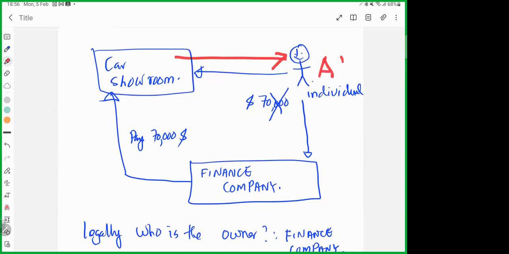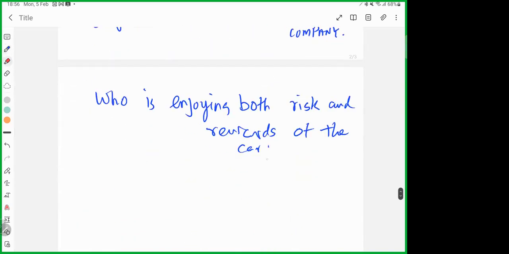Let's name him Mr. A. So who is enjoying? Mr. A. Okay. Now, you remember we defined the asset. We said that assets are resources owned and/or controlled. You remember that I used this term?